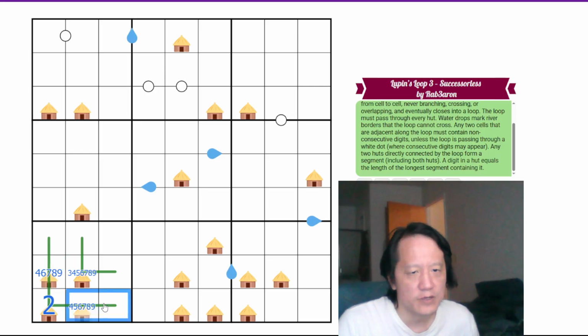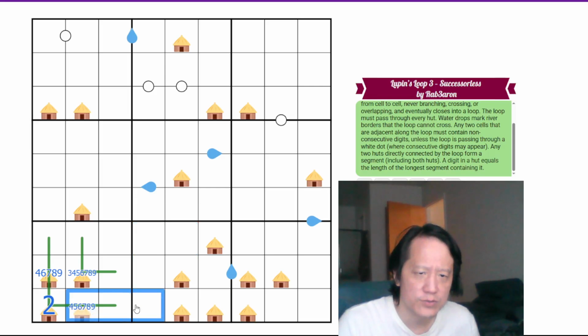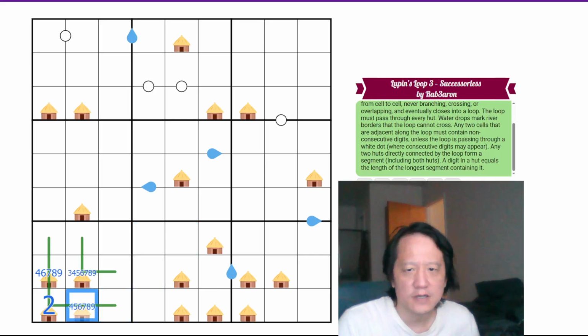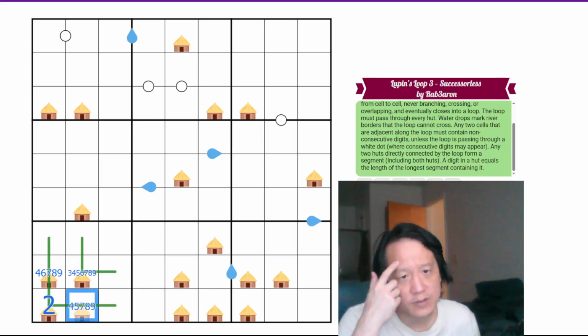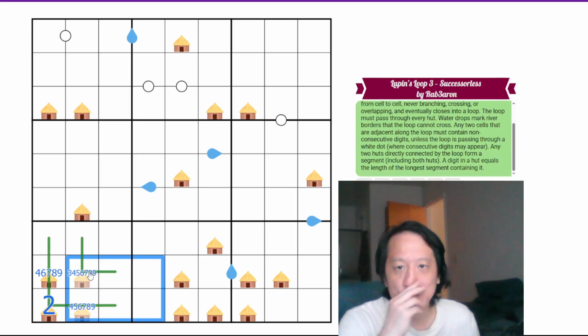This could go 1, 2, 3, 4, 5, 6. Can we do 6? I don't know if we can do 6. Yeah, 6 is not possible for this one. Oh, well, no, that's not true. We could do 1, 2, 3, 4, 5, 6. That is possible.